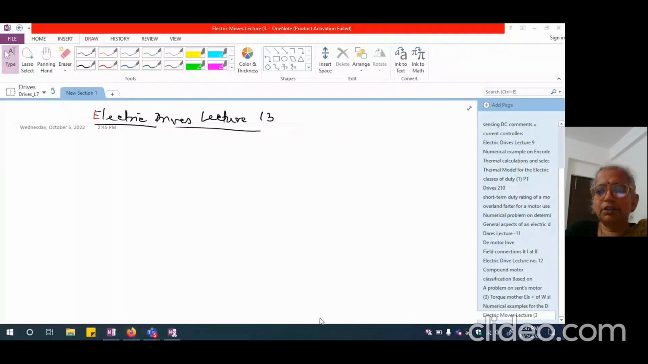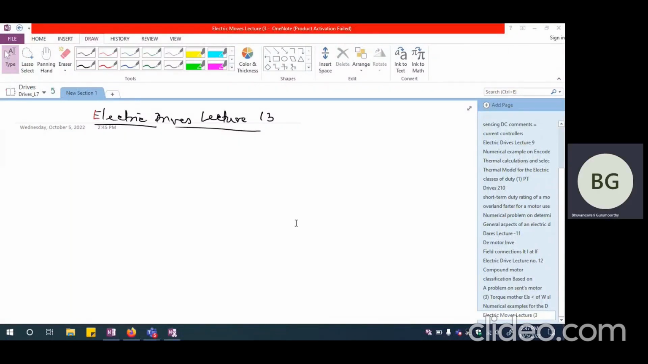Good afternoon. We'll be starting on DC motor starting, braking, and speed control today. I'm going to first start with how the DC motors are started, what are all the normal problems with starting, and how we are going to overcome those things. That's what we are going to look at today.